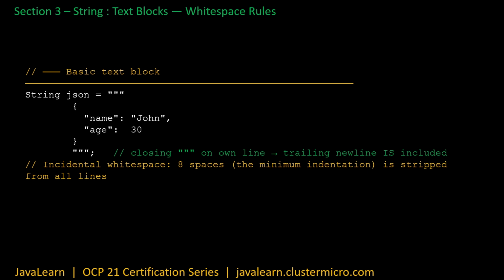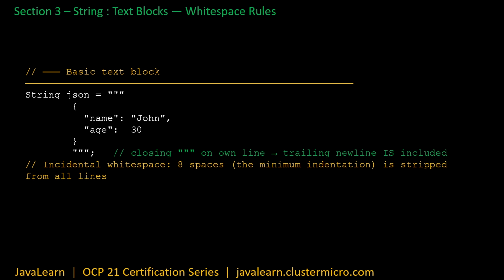The text block begins with 3 consecutive double quote characters. This is called the opening delimiter. There is one absolute rule about this, and violating it is a compiler error, which we will see at the bottom of the slide. The opening triple quote must be the very last thing on its line. Nothing can follow it on the same line, not a space, not a character, nothing. A new line must come immediately after the opening triple quote and the content begins on the next line.